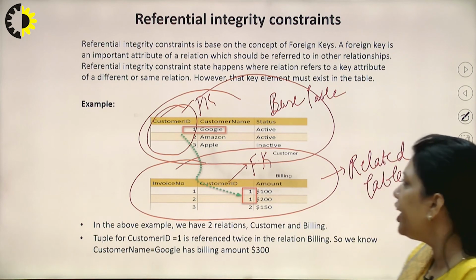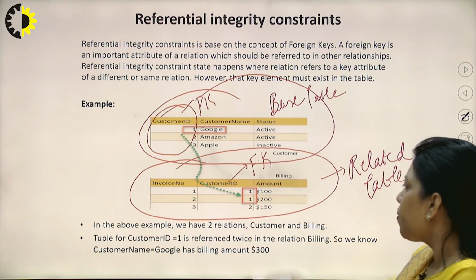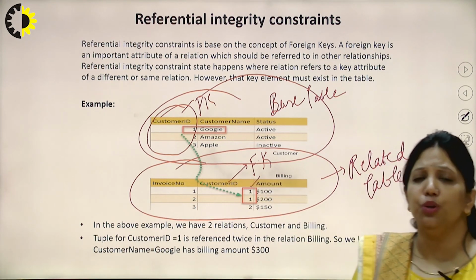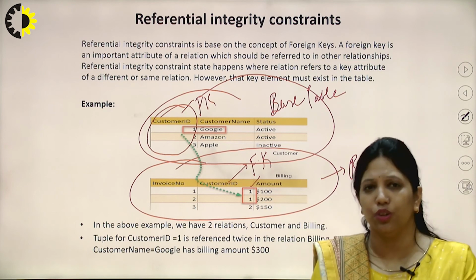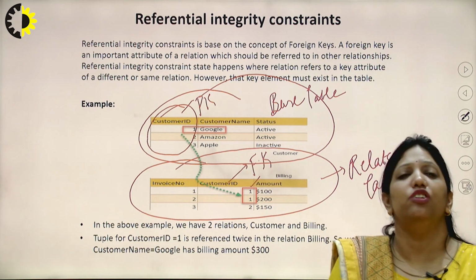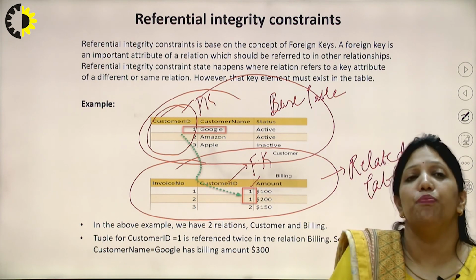So the customer ID of 1 is referenced twice in the billings relation here. So we have duplicate values in the foreign key also. We also have null values in the foreign key, but we have not used any value that does not exist in the primary key of the base table.